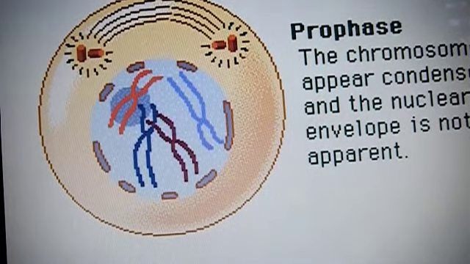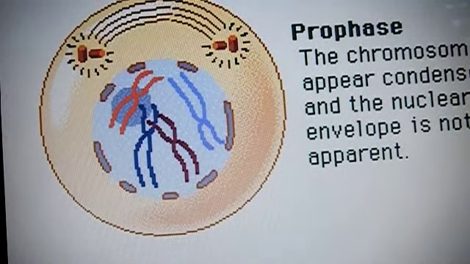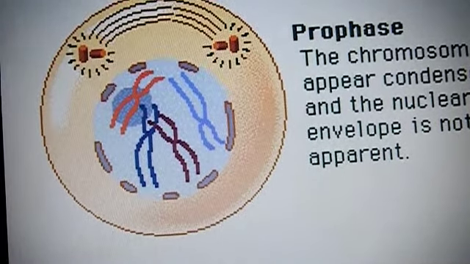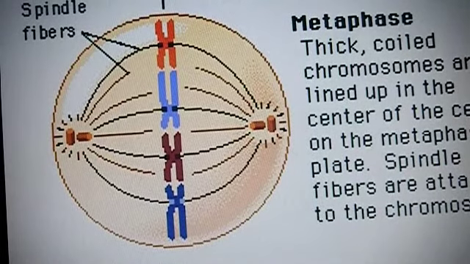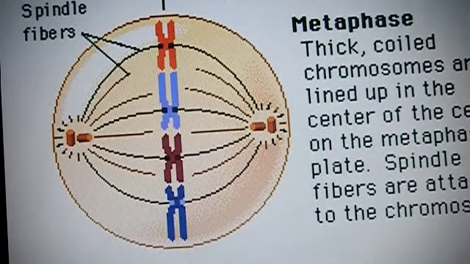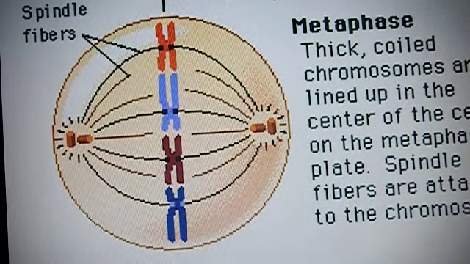During prophase, the genetic material inside the nucleus condensed, and the chromosomes became visible. Outside the nucleus, a spindle started to form. The next step was metaphase. During metaphase, the chromosomes lined up across the center of the cell, and spindle fibers connected the centromere of each chromosome to the two poles of the spindle.